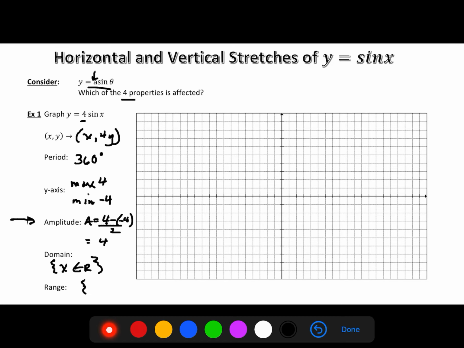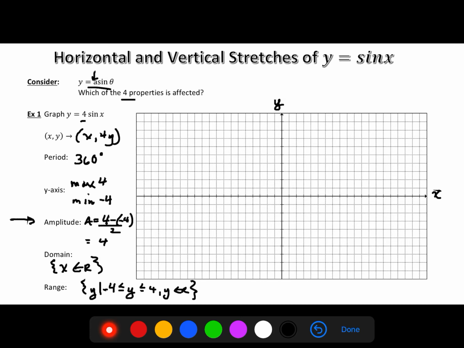Now, our range, y in this case, is greater than or equal to -4, our minimum, but smaller than or equal to +4, our maximum. And it can be anything in between there. So all we've changed is our amplitude. Period is still the same.